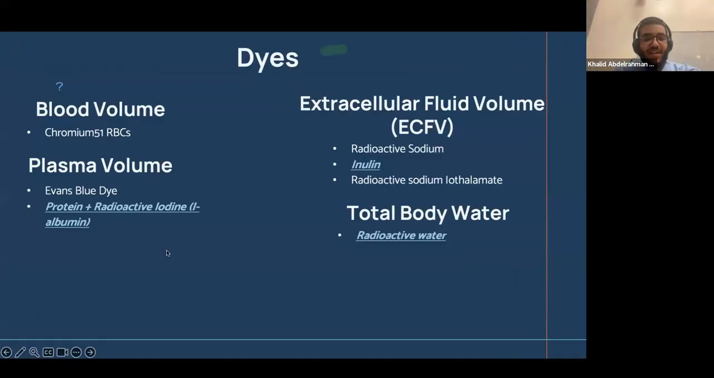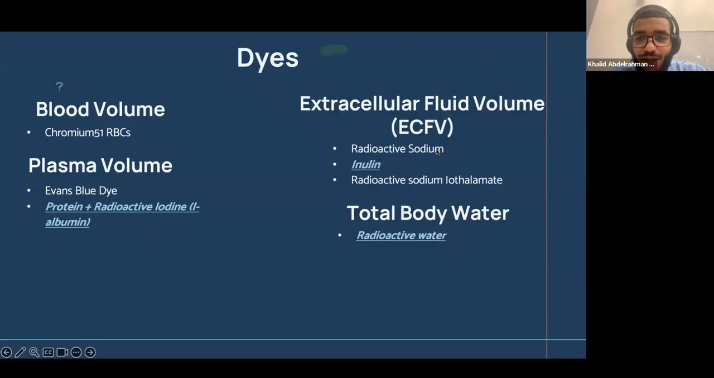So I've highlighted here, this is just pure memorization. So I highlighted the ones that have been asked about before. So he might repeat one of those. So make sure you know those at least. Inulin for extracellular fluid volume, radioactive iodine plus a protein and plasma for plasma volume, and for total body water, radioactive water. Okay.